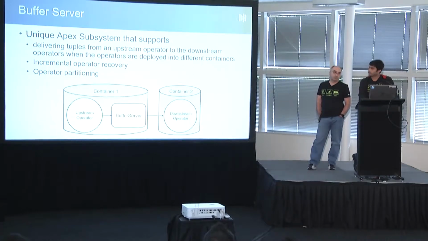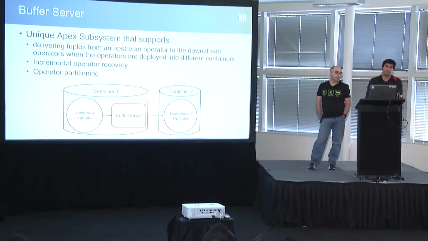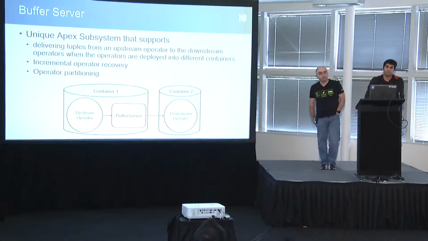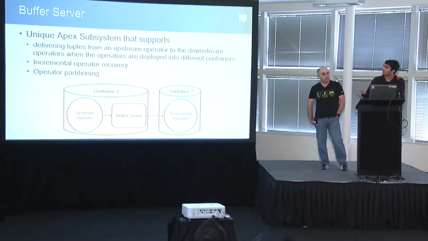Buffer server is a subsystem of Apex which supports multiple features. Like in the previous talk, Pramod talked about partitioning, smart partitioning and all. Those things get implemented in the buffer server. All the hash codes that he talked about, and more features like incremental recovery and the tuple delivery, everything happens in the buffer server.